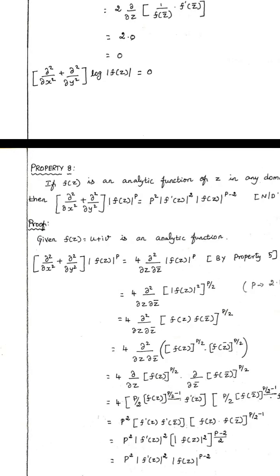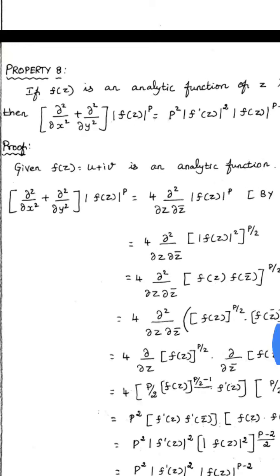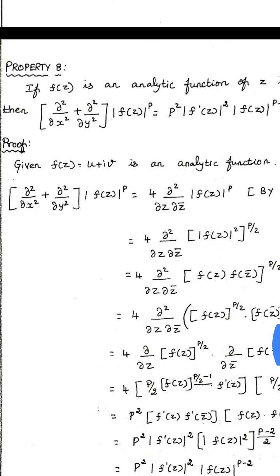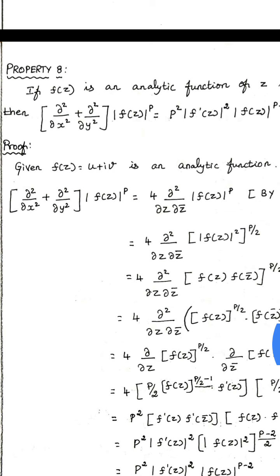So property 8 is nothing but ∂²/∂x² + ∂²/∂y² of modulus of f(z) the whole power p is equal to p² into modulus of f'(z) the whole square into modulus of f(z) the whole power p minus 2. This is what we are going to prove. So obviously ∂²/∂x² + ∂²/∂y² is there in the left hand side. So we are going to use property number 5 as it is.